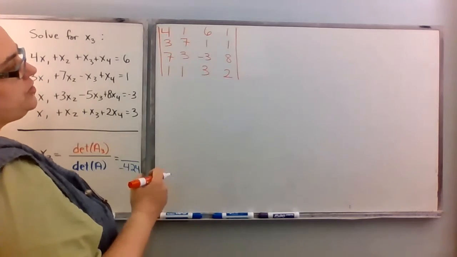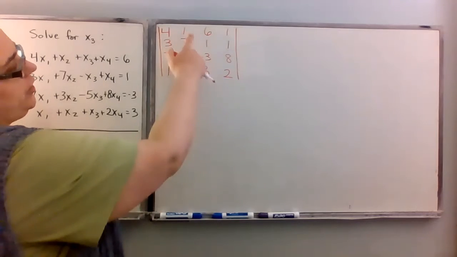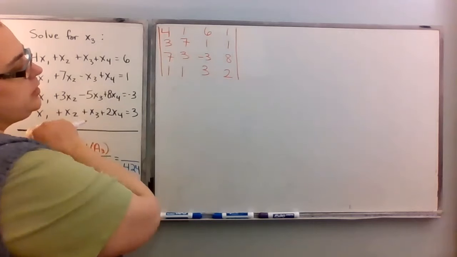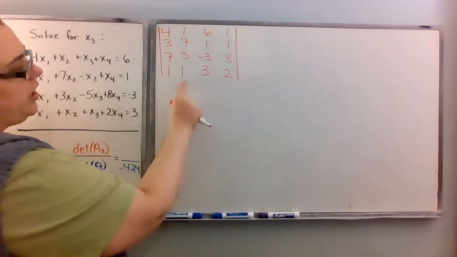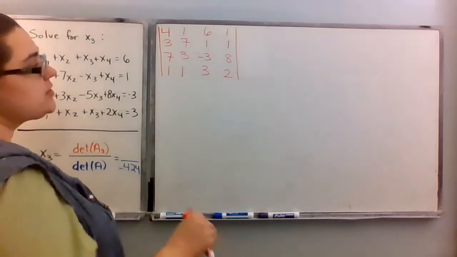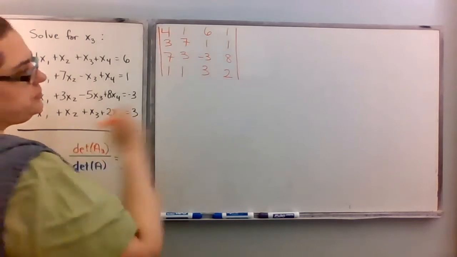I could use, because I have a lot of 1s in this problem. So for instance, I could get a 1 here and then zeros elsewhere. I could use this one and get zeros elsewhere. I could use this one and use column operations to get zeros there. So a lot of different ways that we can go about this. I'm going to choose to take this one and get zeros in the rows above it.